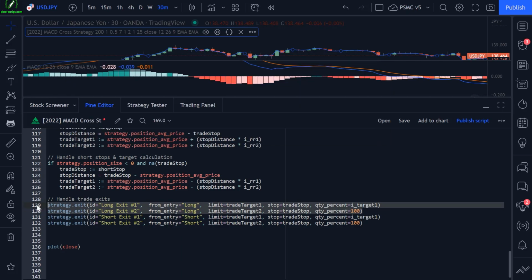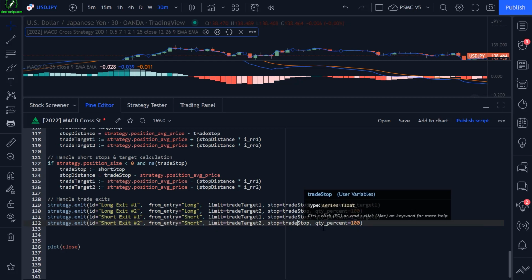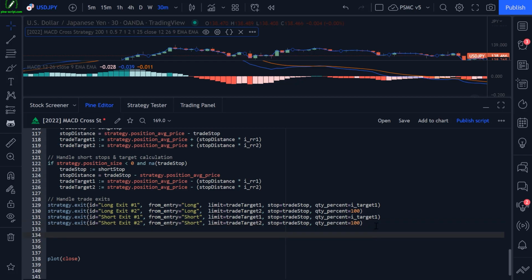Basically, we have one position open, but we have 2 exits. And then it's the same for short trades. If our first target is hit, we exit 25% of our position. If our second target is hit, we exit the rest of our position. Or if our stop loss is hit, all of our position is exited for a loss. So that's how we handle multiple targets in Pine Script in the strategy tester. At least that's one way to do it.